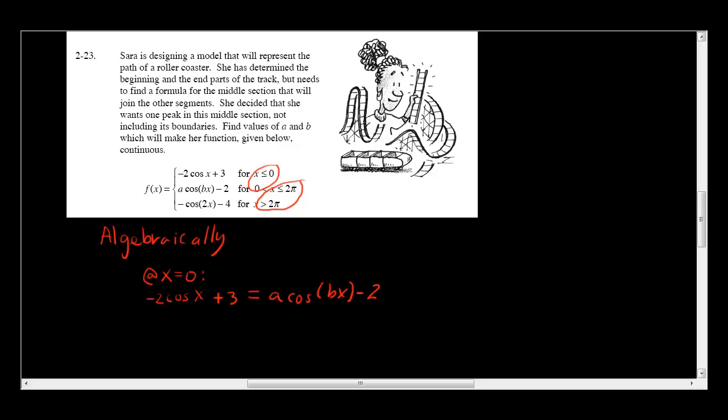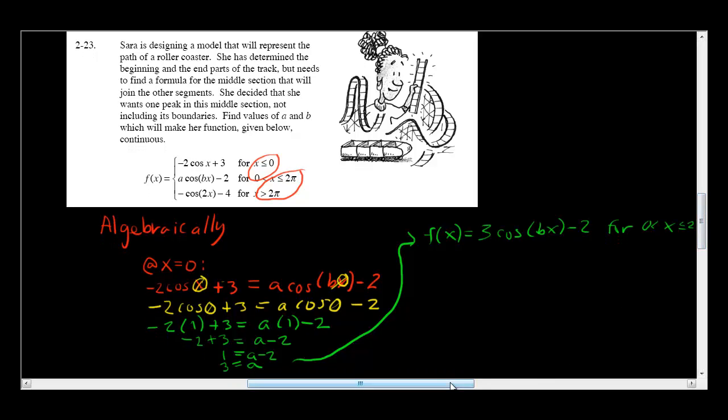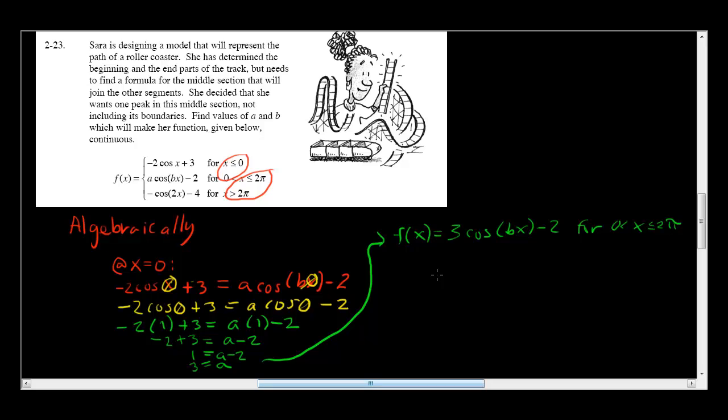So if we do some algebra, we have x equals 0. We plug that in, continue to simplify, and we are left with f(x) is equal to 3 cosine bx minus 2, because we solve for a and we get a is equal to 3. Then to solve for what b is, we can plug it into the second half over here.